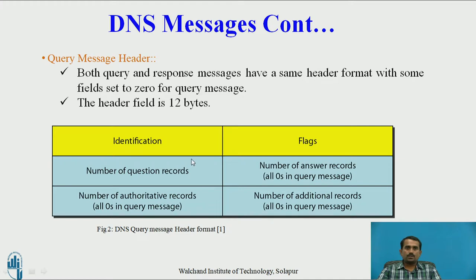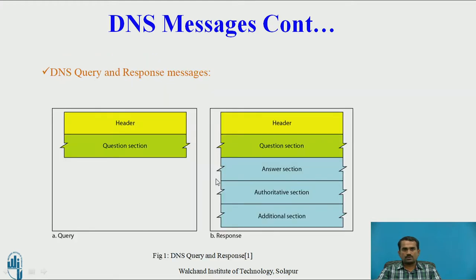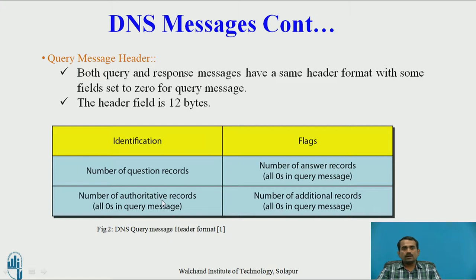Query message header format: both query and response messages have the same header format, with some fields set to 0 for the query message. This header field is 12 bytes. It has identification, flags, the number of question records, the number of answer records, the number of authoritative records and the number of additional records. For the number of answer records, I have written all zeros in the query message. It means it is not present in a query, it is only present in the response message. The number of authoritative records is also all zeros in a query message, which means it is not present in that.